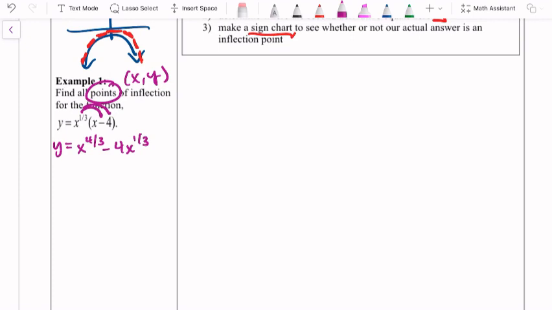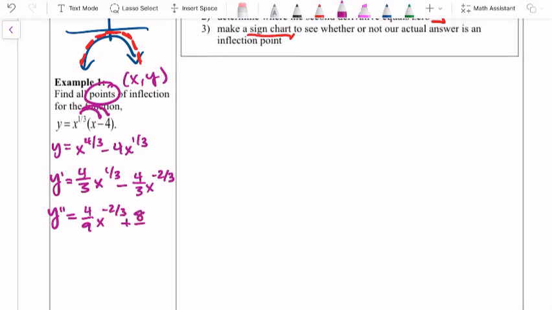Okay, so now that we have this, let's go ahead and take our first derivative. So y prime is going to be equal to 4/3 x to the 1/3 power minus, let's see, bring down that 1/3, we'll have 4/9 x to the negative 2/3 power. Okay, so there's our first derivative. Since this is inflection points, we need a second derivative. So y double prime. We need to take the derivative one more time. So we're going to have 4/9 x to the negative 2/3 power, minus, actually that becomes plus 8/9 x to the negative 5/3 power.